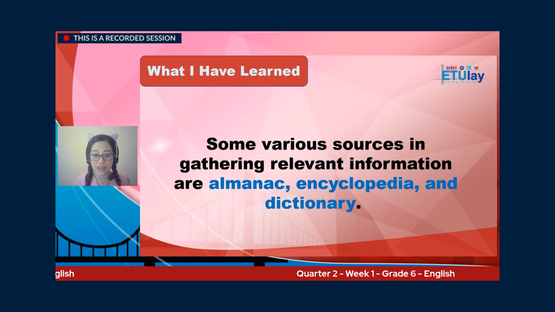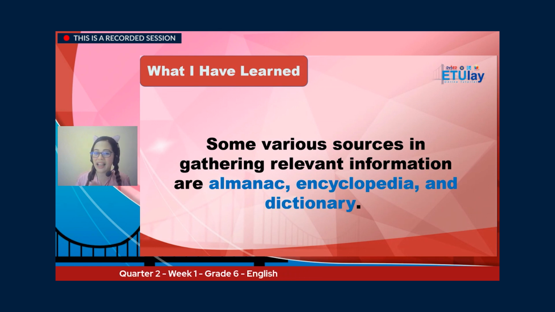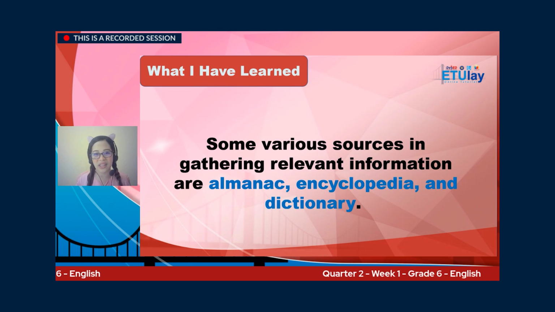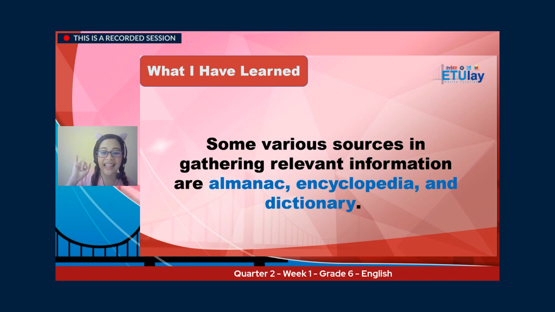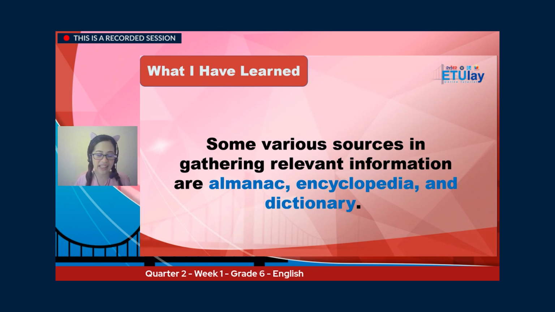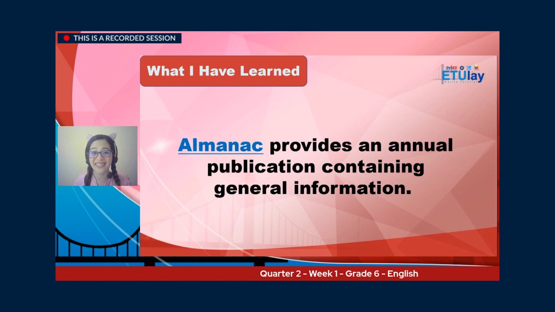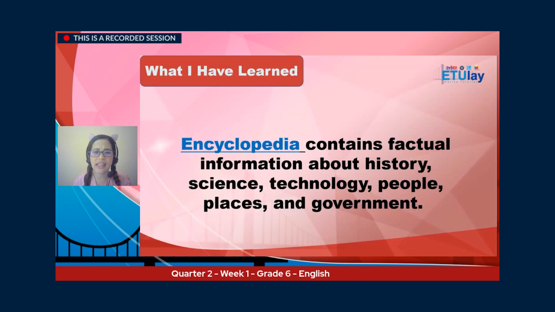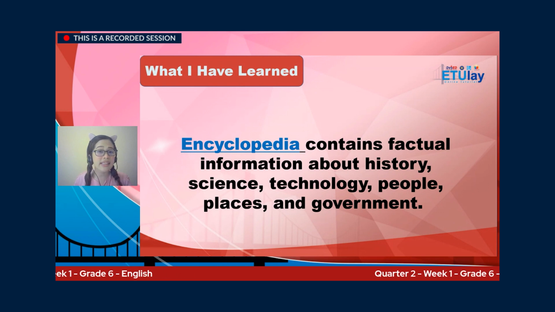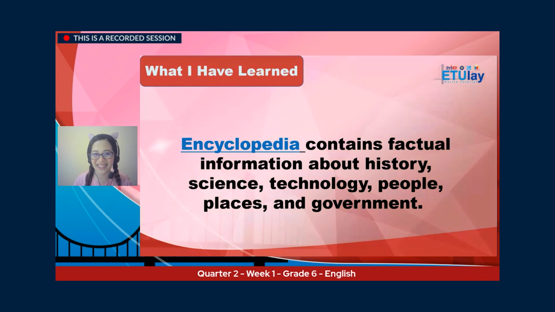Some various sources in gathering relevant information are Almanac, Encyclopedia, and Dictionary. Always remember these are 3 sources of relevant information. Once again, Almanac, Encyclopedia, and Dictionary. Let us define each. Almanac provides an annual publication containing general information. And when we say encyclopedia, it contains factual information about history, science, technology, people, places, and government.